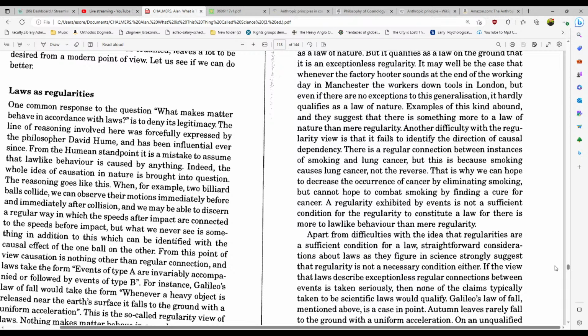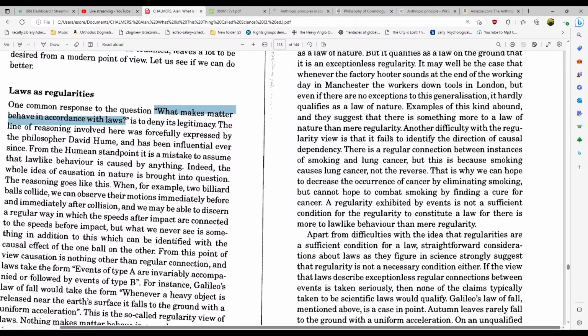So one common response to the question is just simply to deny the legitimacy. Now, you might know this man here that we're real familiar with. This man-child. David Hume. So, how would David Hume answer this question? What makes matter behave in accordance with laws? Well, he's going to say there's nothing law-like. Just deny it. Deny the legitimacy of the question.